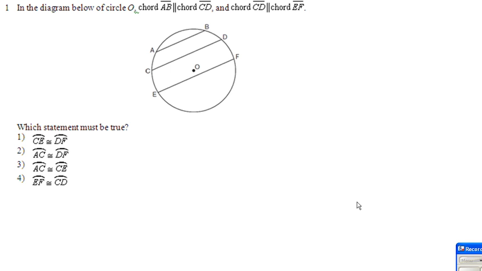Hello class, this is the June 2010 geometry questions. So let us look at these questions together.